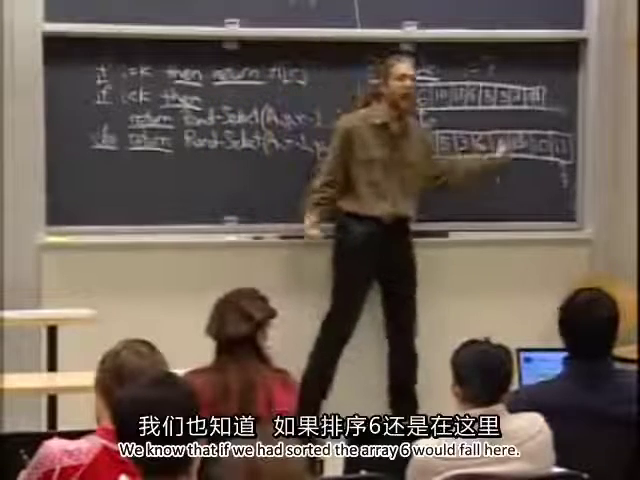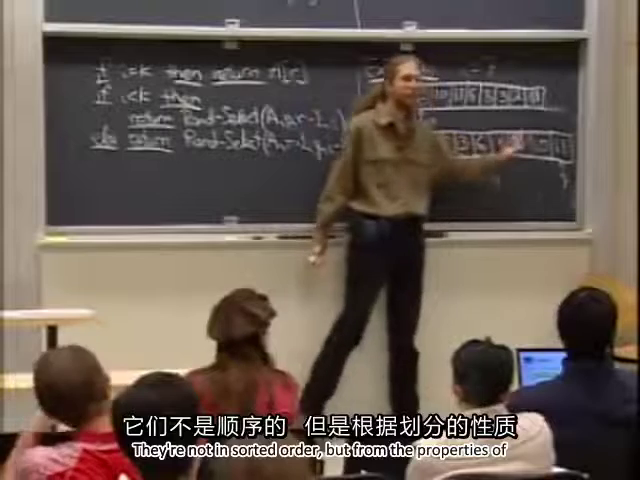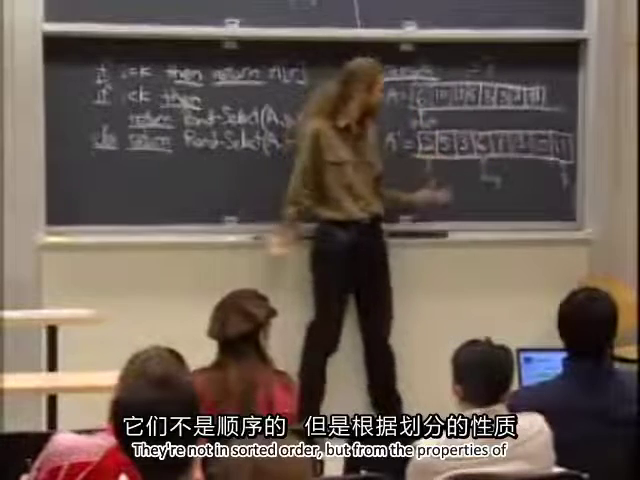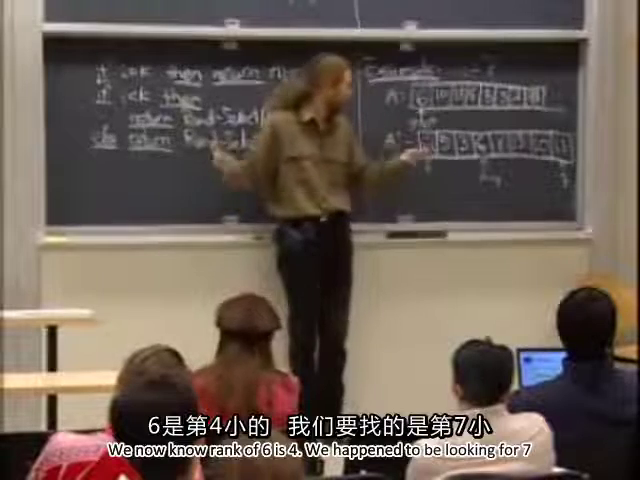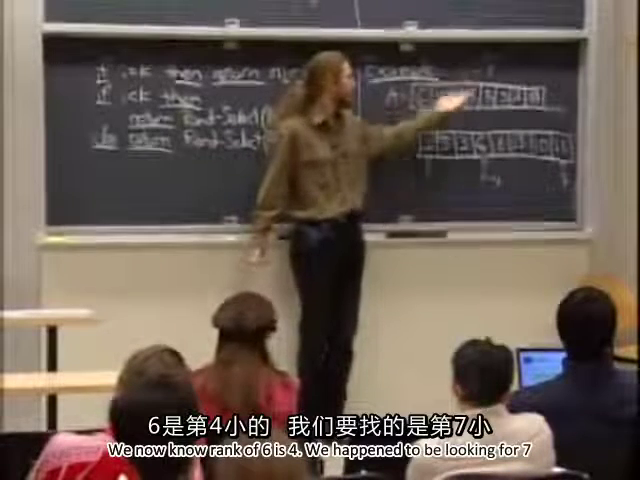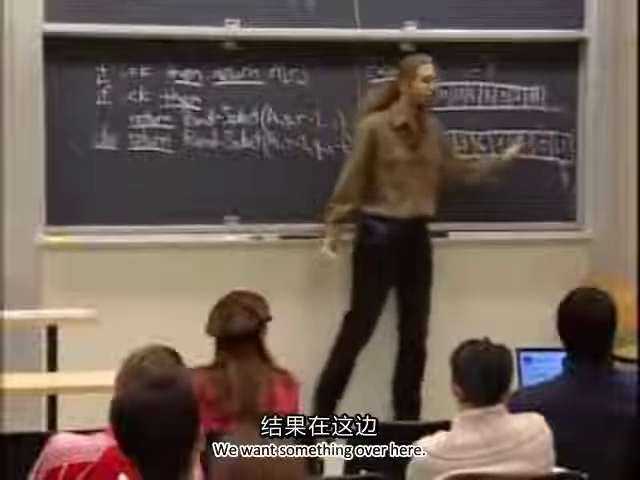We know that if we had sorted the array, 6 would fall here. We don't know about these other elements. They're not in sorted order. But from the properties of partition, we know 6 went to the right spot. So we now know the rank of 6 is 4. We happen to be looking for 7, and we happen to get this number 4. So we want something over here.